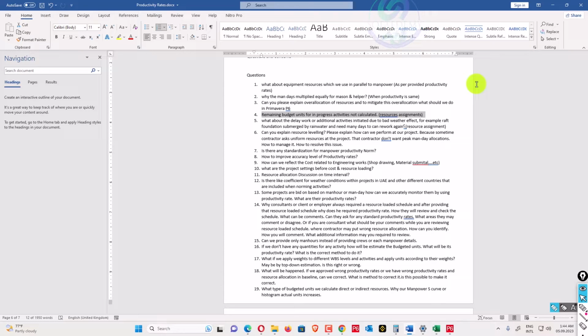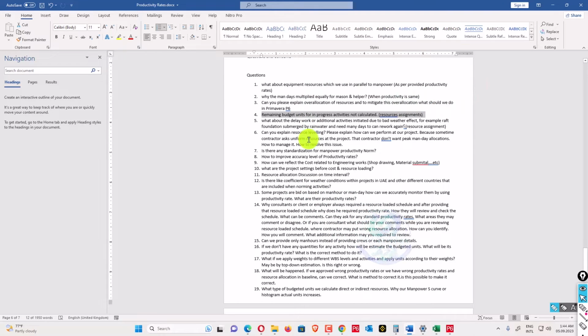What about the delay work or additional activities initiated due to bad weather effects? So if there are bad weather effects, your resources will be impacted. So you can apply a factor, like you can decrease your productivity by 20%. So if you want to decrease your productivity by 20%, you can divide your productivity by 1.20. So that is the factor. If your productivity is affected by 15%, you can divide by 1.15.